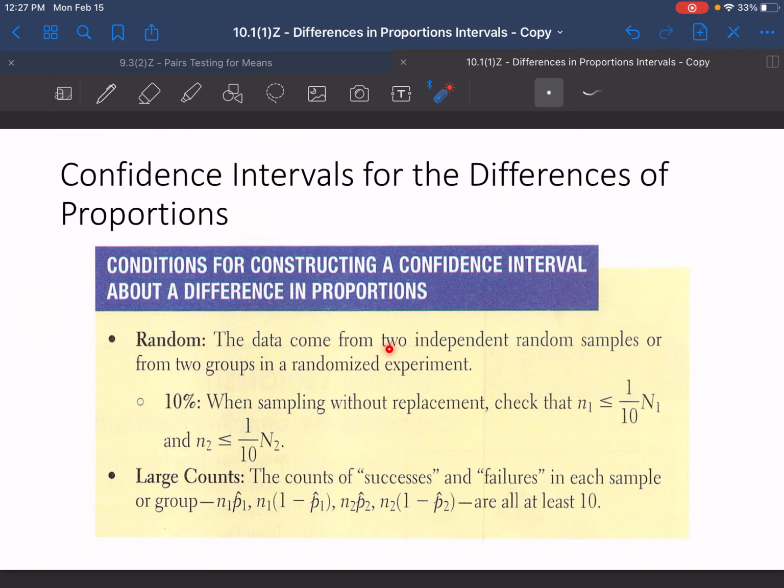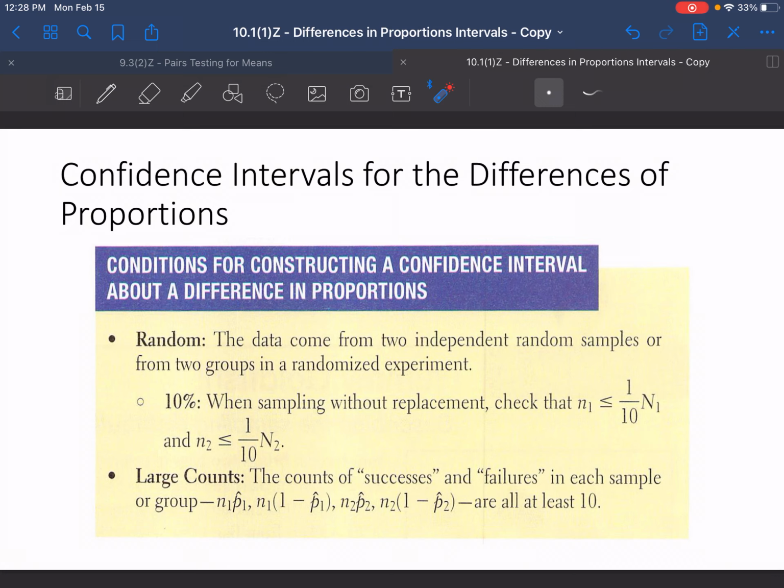So the data must come from two independent random samples or two groups in a randomized experiment. So all that's to say is that both samples must be random. We can't be given one sample that's not random and another that is, and say that the whole thing is considered to be random. Both samples must be random.